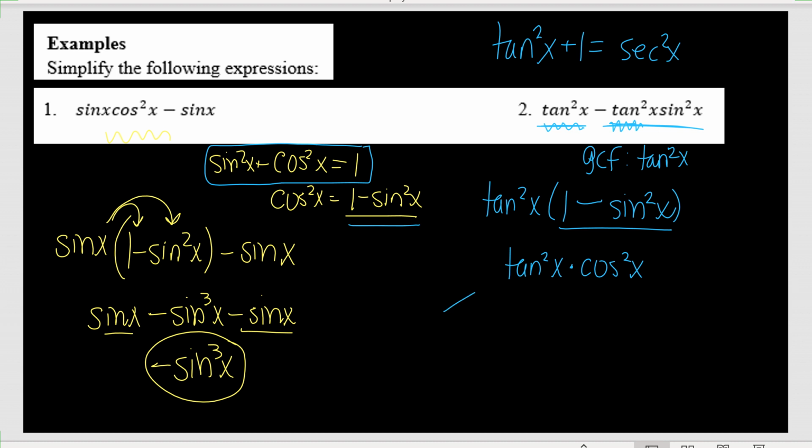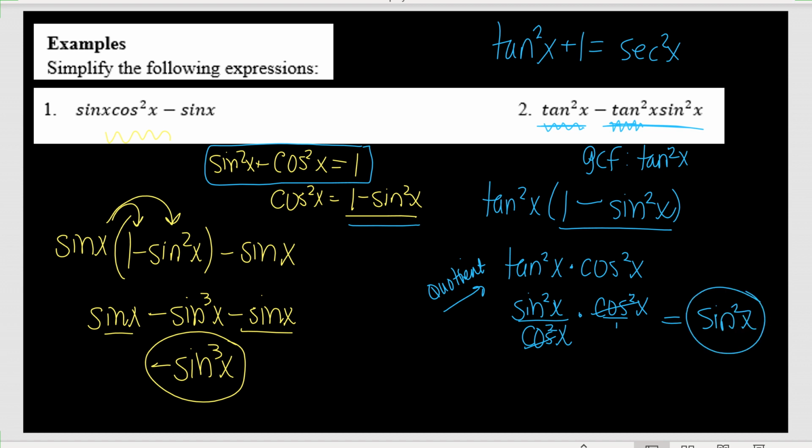I'm not going to do a Pythagorean identity for tangent. I'm going to do a quotient identity for tangent. So I can write tangent as sine over cosine. So tangent squared is sine squared over cosine squared. That's multiplied by cosine squared of x. And then as we look through our example, we can see that we're multiplying and dividing by cosine squared. So they reduce, giving me just sine squared of x as the answer. Great job. Let's continue on.